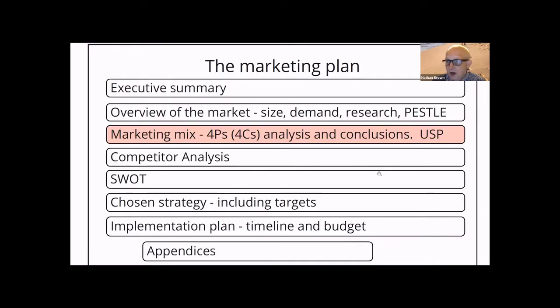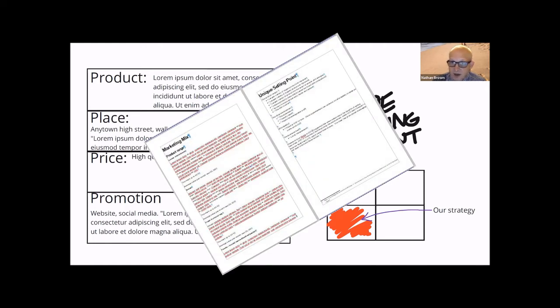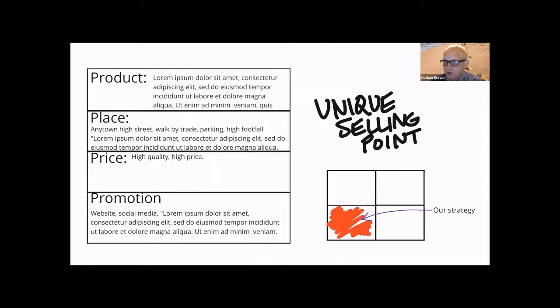Then we'll have a look at the marketing mix. So product, price, place, promotion, maybe the 4 C's: customer, convenience, cost, and communication. We'd expect to see something about the unique selling point in there, and maybe something about the analysis, you know, having looked at the components of the marketing mix, what conclusions have we drawn, and how has that influenced our decision on what sort of strategy we're going to take.